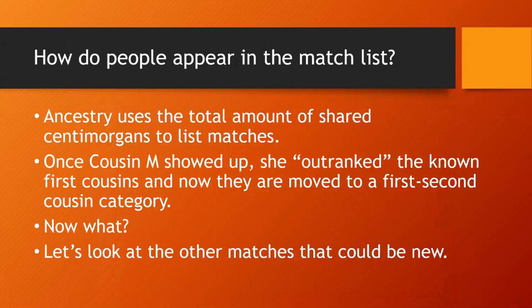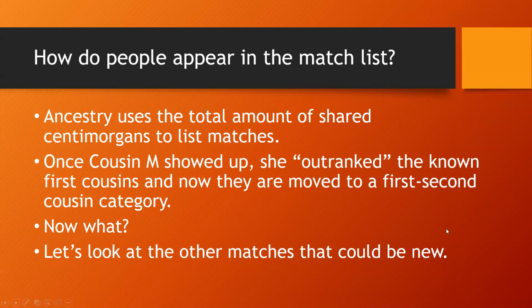So how do people appear in the match list? That's generally the first thing that people ask about. Ancestry uses the total amount of shared centimorgans to list the matches. So once Cousin M showed up, she actually outranked those known first cousins as a higher match. Those known first cousins were moved to what was called a first, second cousin combined category. The known first cousins for many, many years were sitting in that first cousin category for the tester until this new match showed up that was a higher match than the 3 of them. So they're sort of outranked and moved to another category.